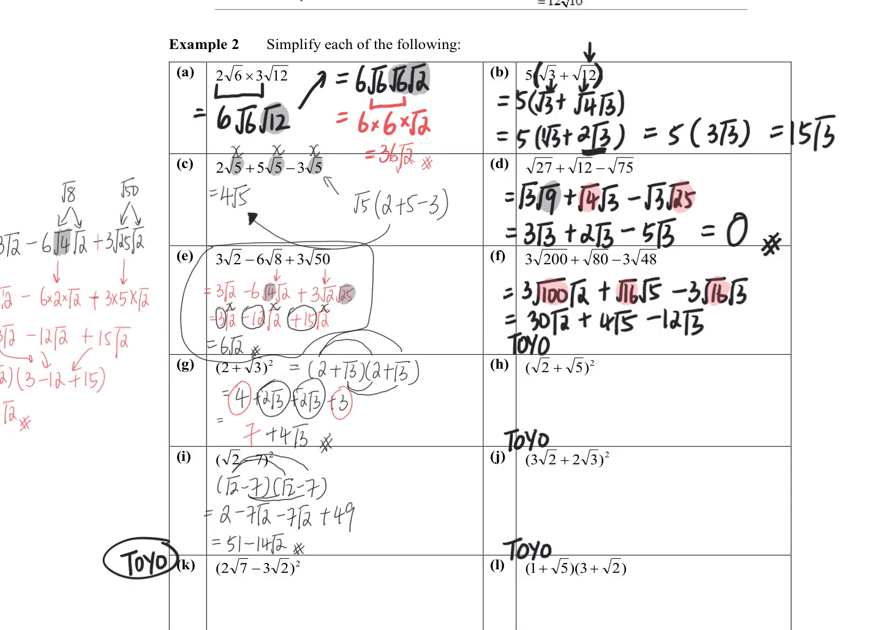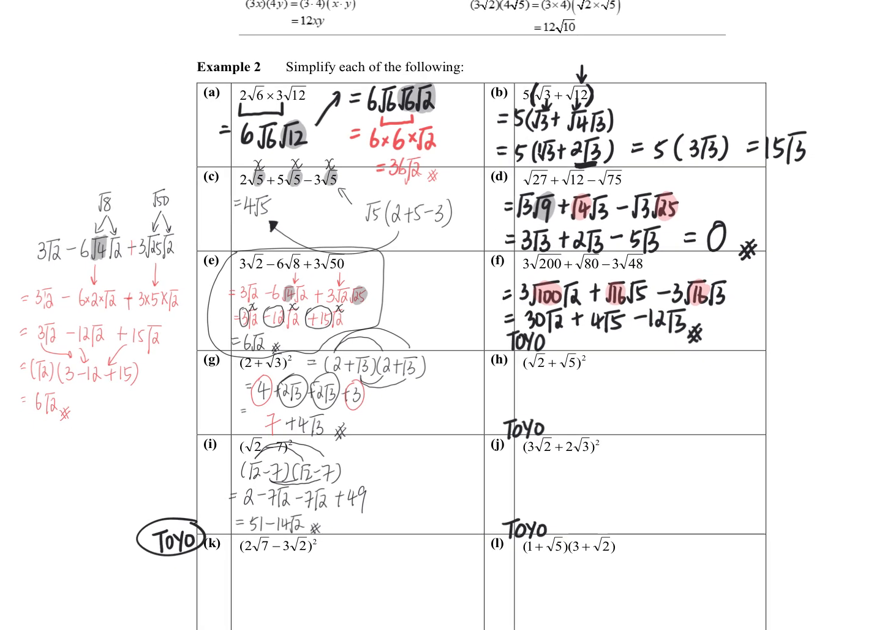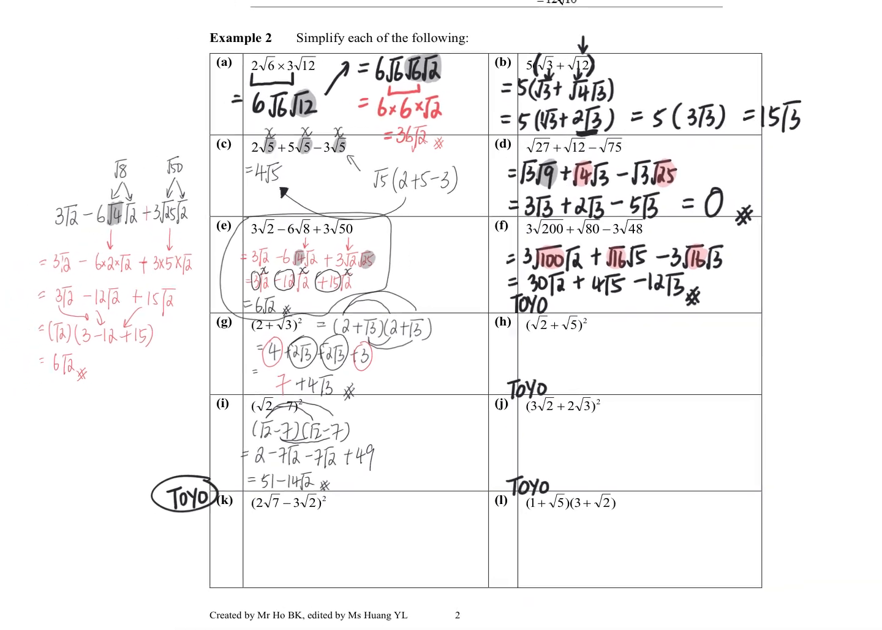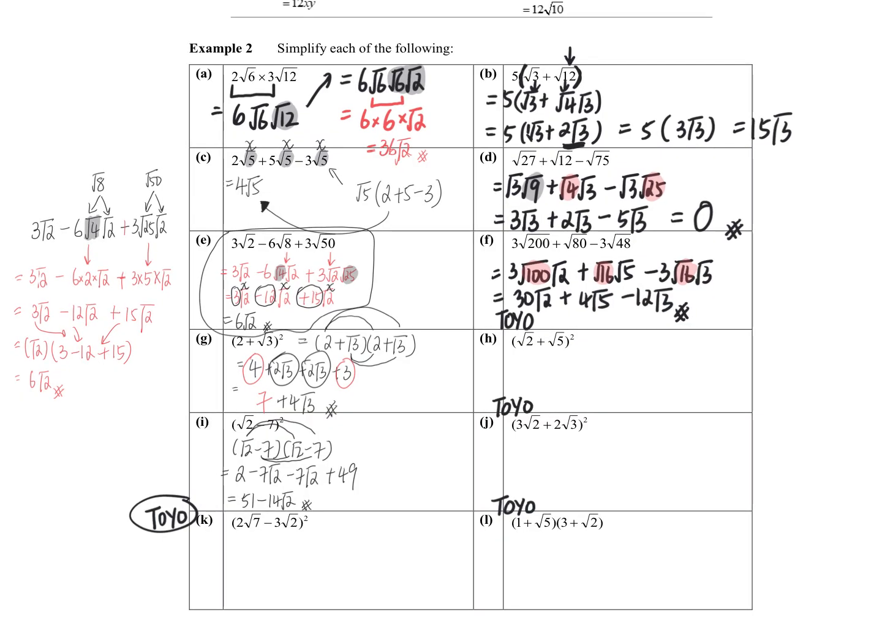Okay, these 3 are apple, orange, and pineapple. So cannot simplify further, leave it alone, like your algebra. 3x plus 30x plus 4y plus 12z. You cannot simplify anymore. Just leave them as it is. Okay? So this is the simplification. I hope you understand. If you have a big surd, always try to split it up into the biggest perfect square possible.